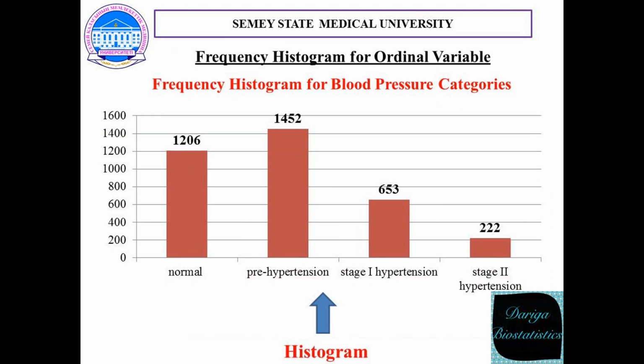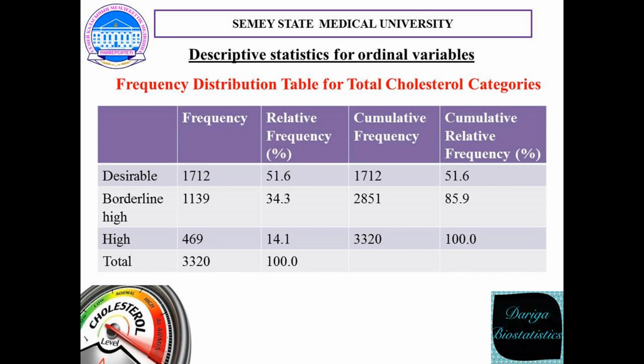We can easily express data using a histogram for an ordinal variable. The given table shows the frequency distribution table for total cholesterol. Cholesterol is classified as desirable total cholesterol, borderline high total cholesterol, and high total cholesterol. Study shows that 51.6% of the patients are classified as having desirable total cholesterol level, and another 34.3% have borderline high total cholesterol.